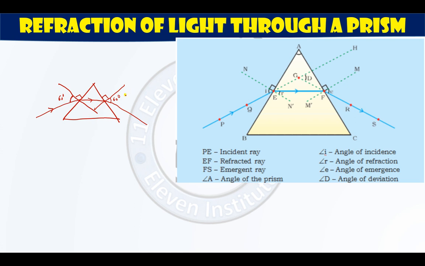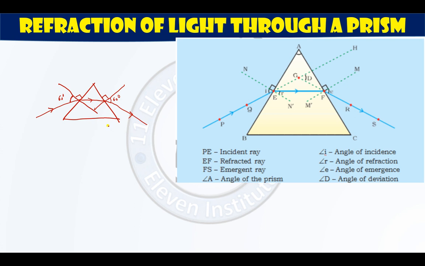See, always this will not be 60°. Make it very clear. Always this incident angle and this emergent angle will not be 60 degrees. It depends upon type of prism. We are just taking an example to draw this diagram perfectly. Don't be confused.